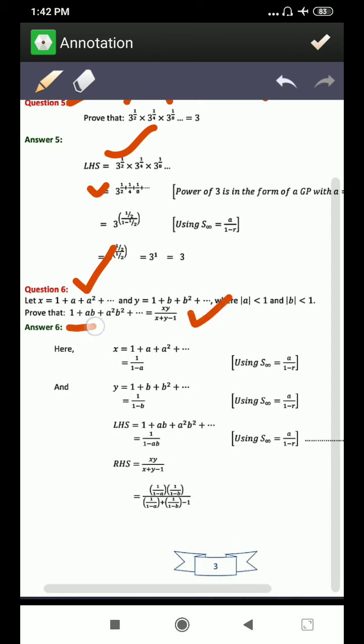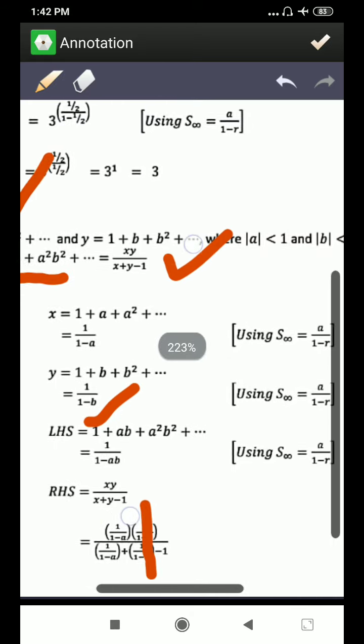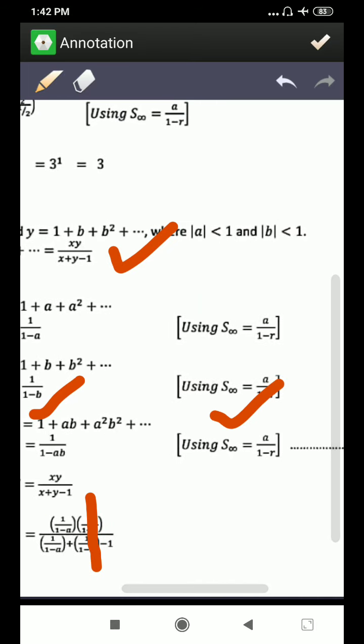In this you take left hand side, it is 1 plus AB plus A square B square. You see this is also a GP. Its first term is 1 and the common ratio is AB. So you calculate the sum of this using the same formula of sum of infinite terms. In this you replace A by 1 and R by AB. So it will be equal to 1 upon 1 minus AB.